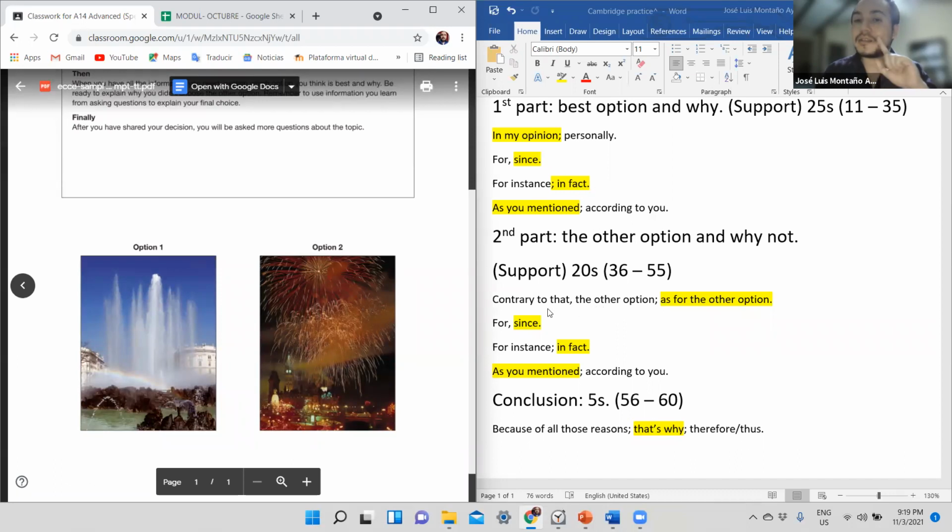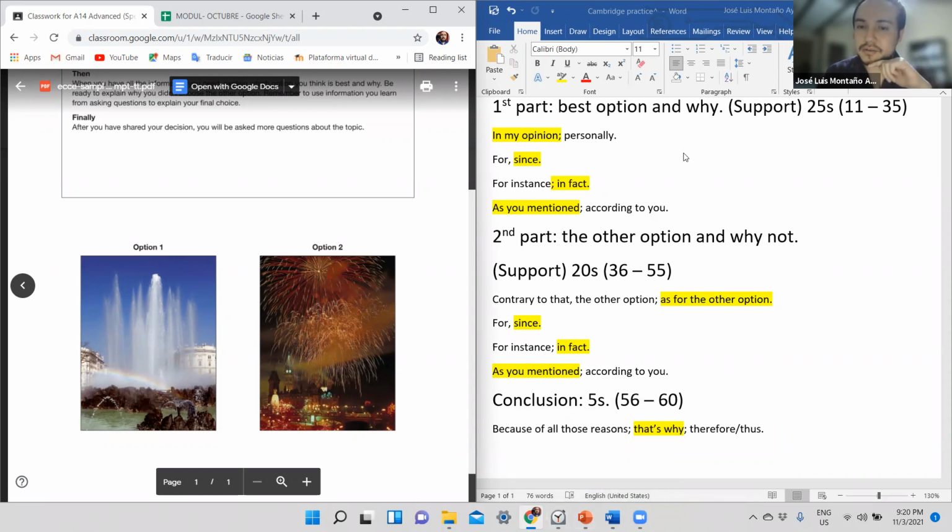Then you have to use contrary to that. The other option is not as good because of this and that. You have to use both because they are part of the same expression: contrary to that, the other option is that. For instance as well, and according to you, the same. And finally, you're going to use one of those options for the conclusion: because of all those reasons, and, or, therefore, or thus. Three actually. If you have any questions, please let me know now.